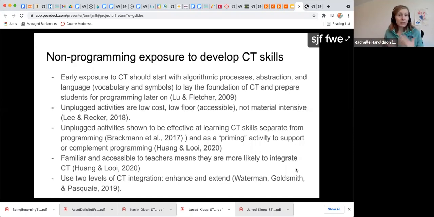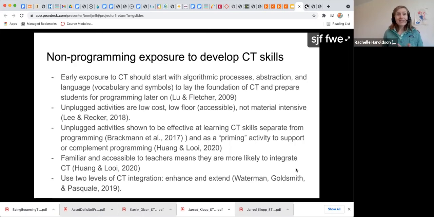And cognitively, some students are just not ready for programming, whether we're talking about kindergartners or fifth graders. So really, the early exposure to computational thinking should be about laying the groundwork, thinking about vocabulary, symbols, algorithmic processes and abstraction. And oftentimes this looks like unplugged activities. Unplugged activities are activities that don't require an electronic device. They're typically low cost, they're low floor, meaning they're very accessible, and they're not very material intensive.